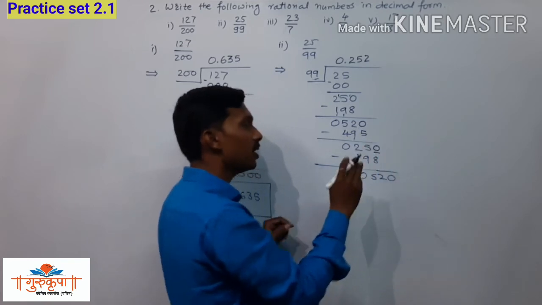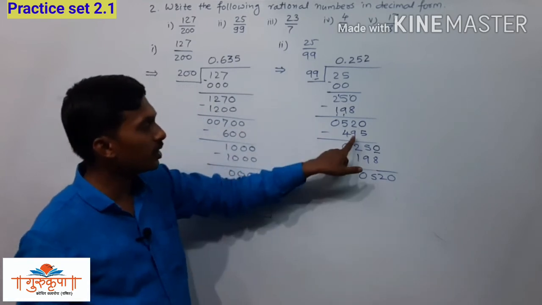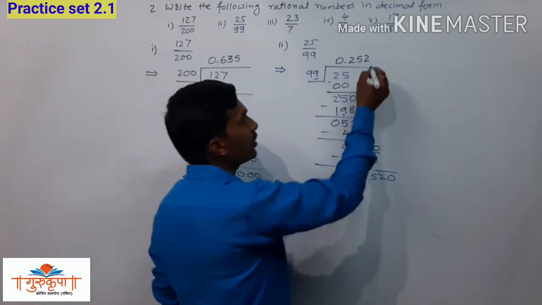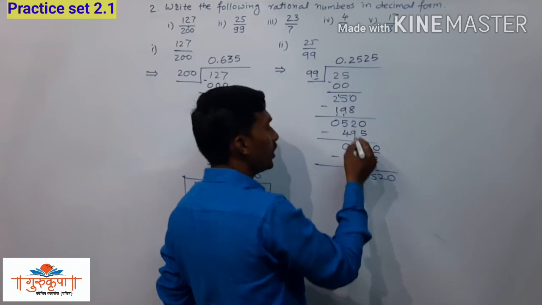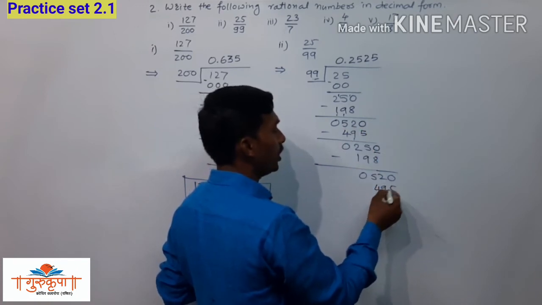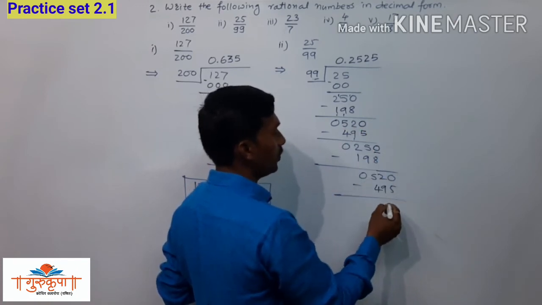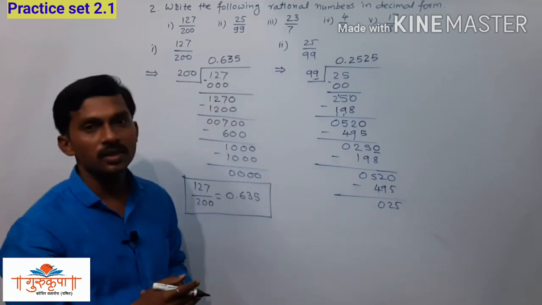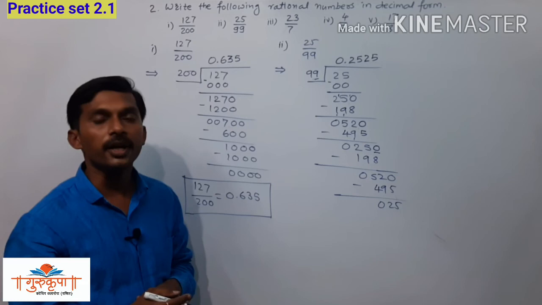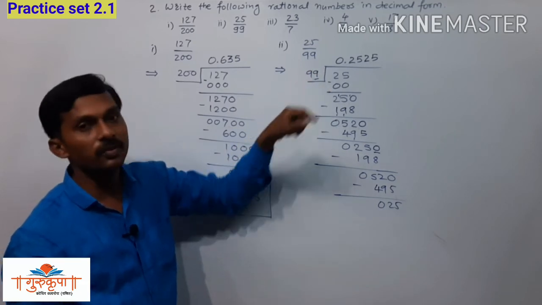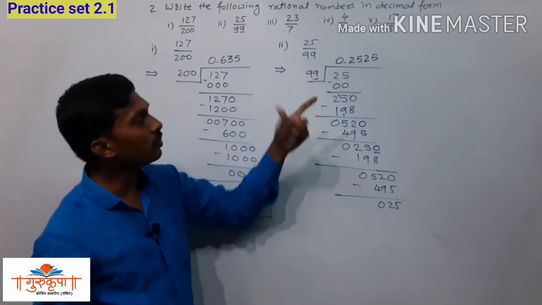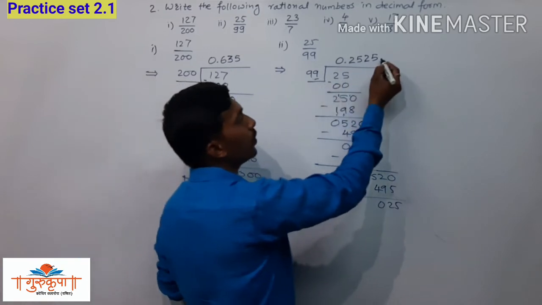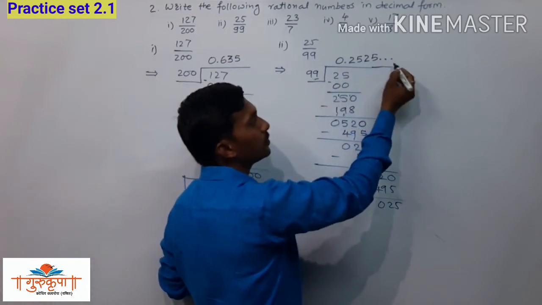Again we have 520, so the same thing is going to happen there. We have to divide by 5 again. 5 multiplied by 99 is 495, and again the subtraction gives 25, and again we have to put 0 there, and this is not going to end. It means that it is non-terminating and recurring. What is recurring there? See, 25, 25, 25 and so on.